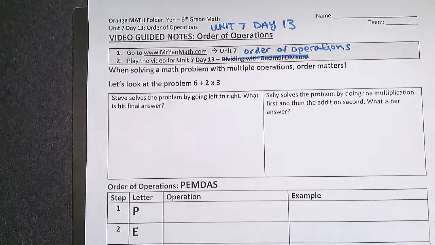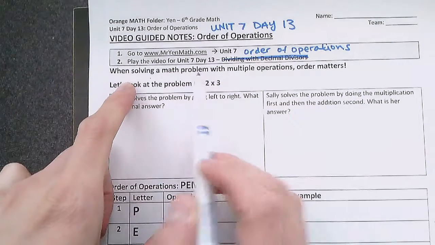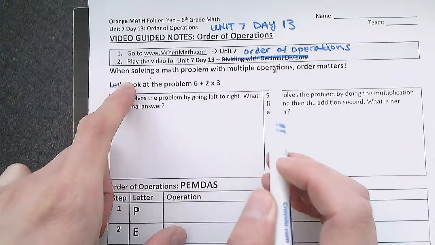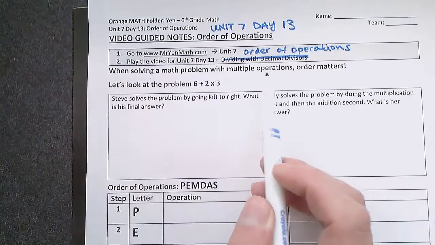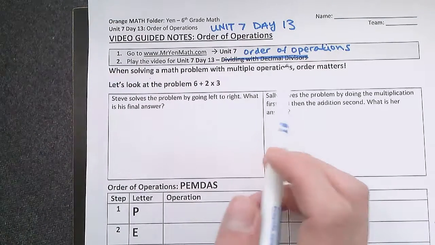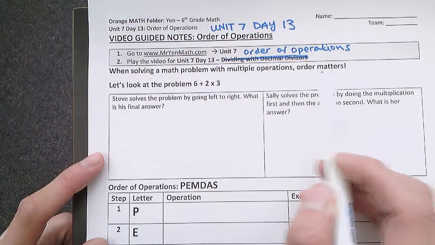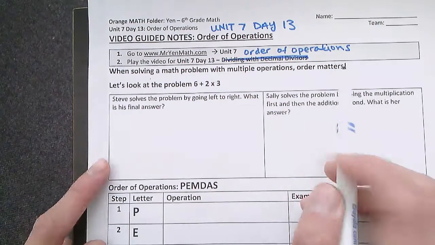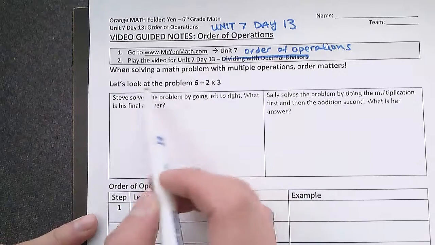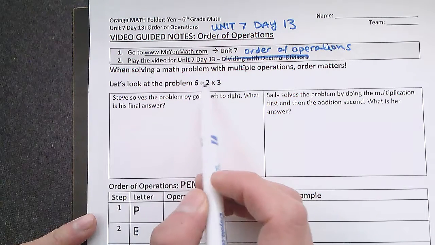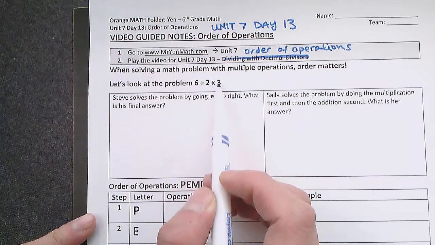Alright, so we're talking about the order of operations today because when we're solving a math problem with multiple operations, right, operations is like addition, subtraction, multiplication, division, exponents, all of that. The order that we do things matters. So here's what I mean by that. Let's look at the problem 6 plus 2 times 3.